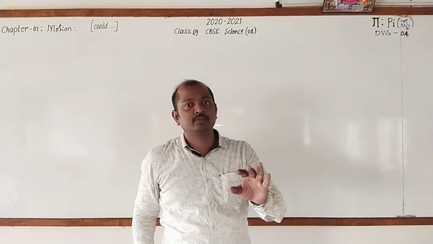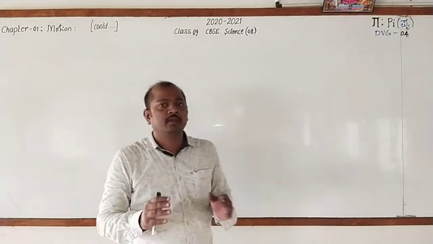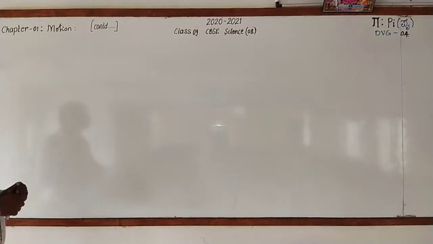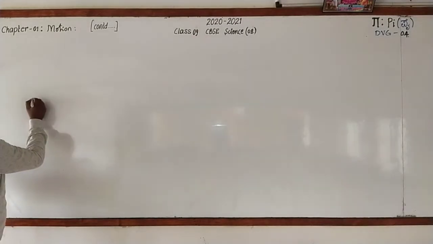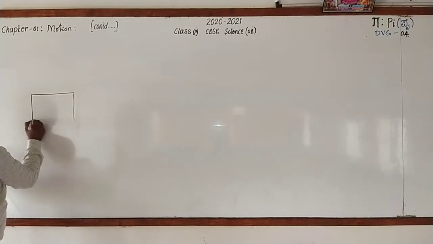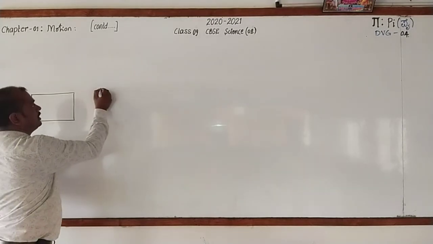Now we are moving to the last concept of this chapter. Consider a body moving in a closed path. Now I am going to draw some closed paths. Just keep observing them. This is the first one. Just by observation only, you will be able to tell the shape of that closed path.